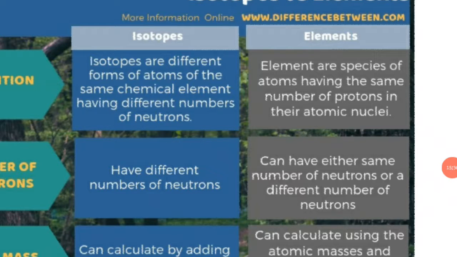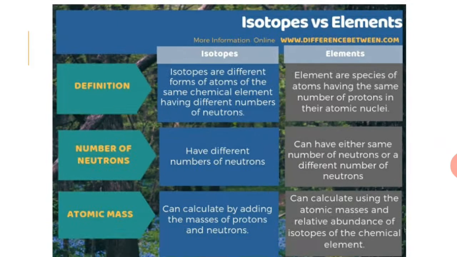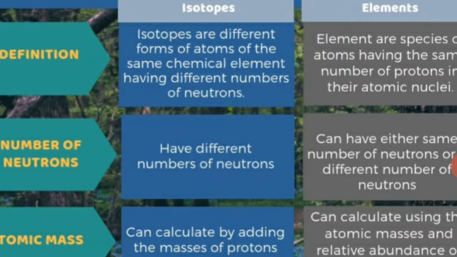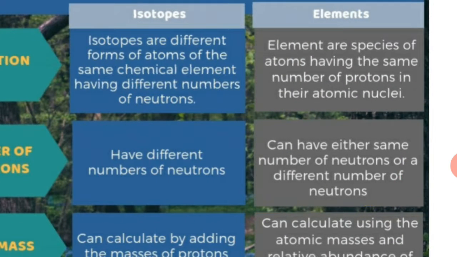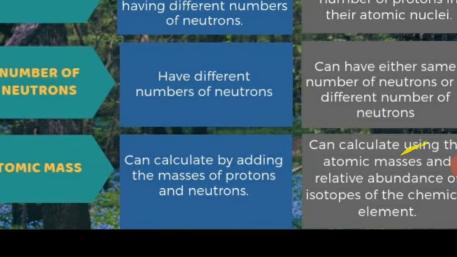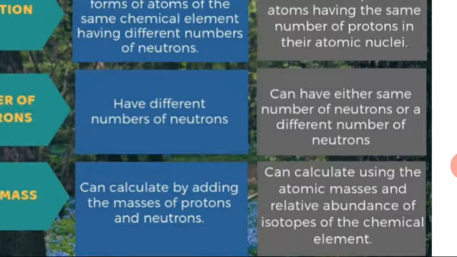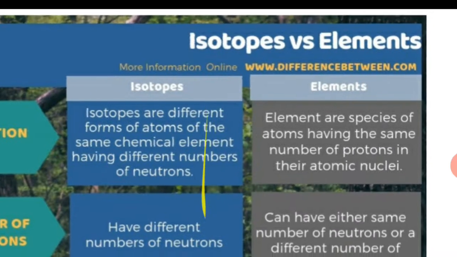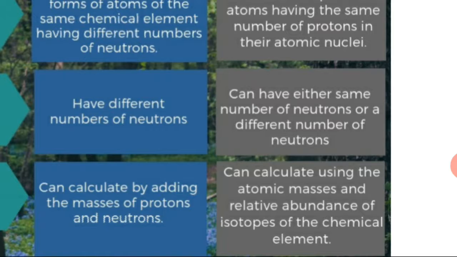Isotopes are different forms of atoms. They have different numbers of neutrons. Isotopes have different numbers of neutrons. Elements have the same number of neutrons. Atomic mass: isotopes' atomic mass can be calculated by adding the masses of protons and neutrons, while for elements, the relative abundance of isotopes of the chemical element is used to calculate the atomic mass of an element.